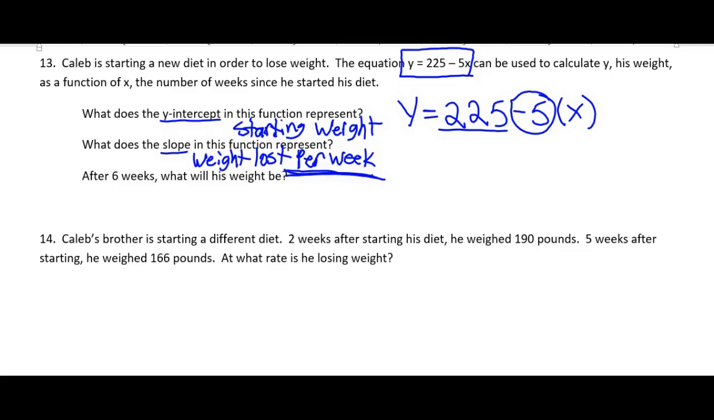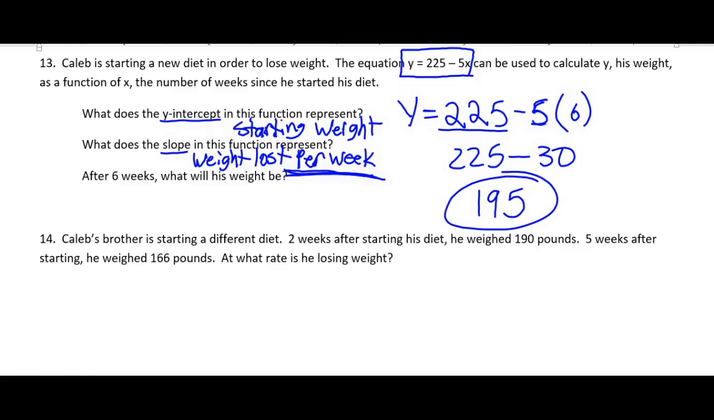Very important. After 6 weeks, what will his weight be? Well, we go back to our equation, and where x was, we put in 6 weeks. So 6. 225 minus 30 is going to be 195 pounds.